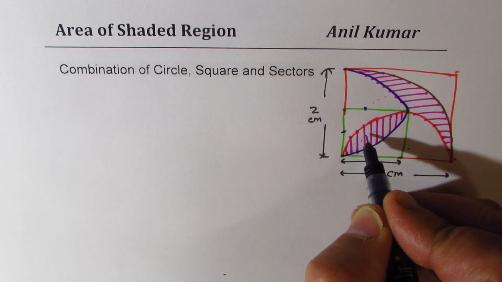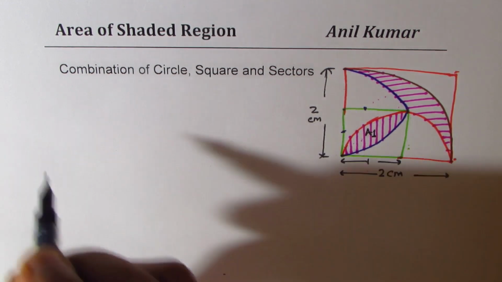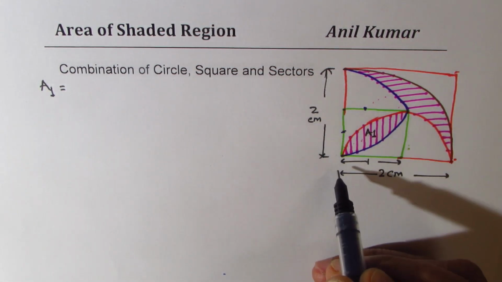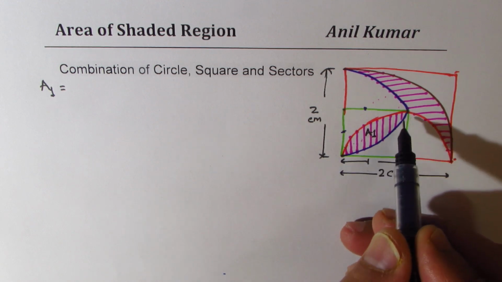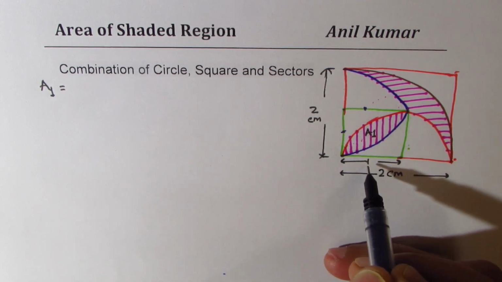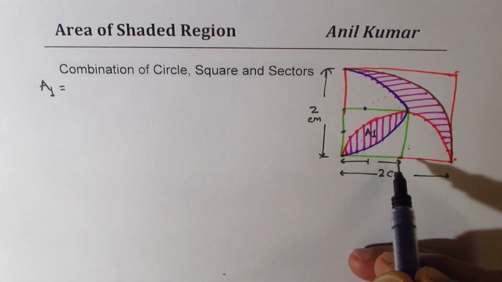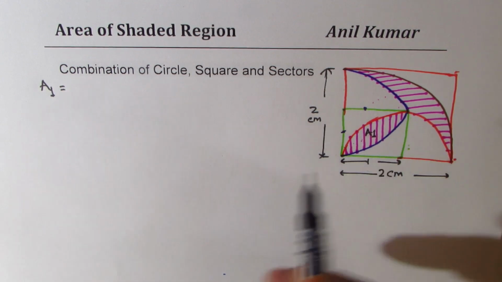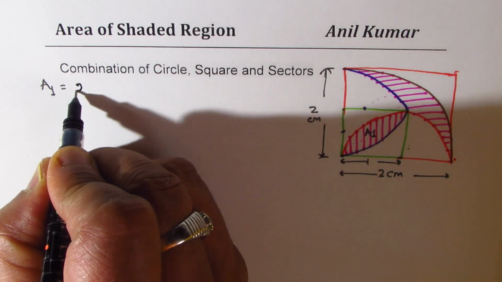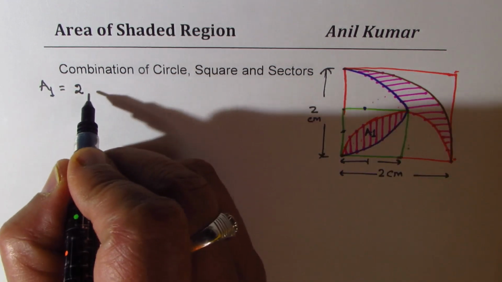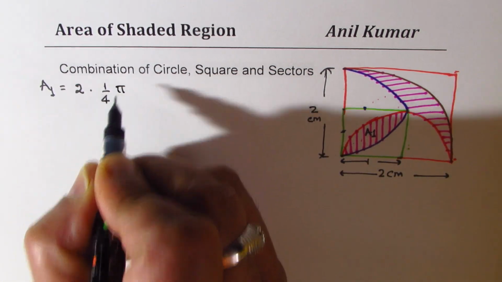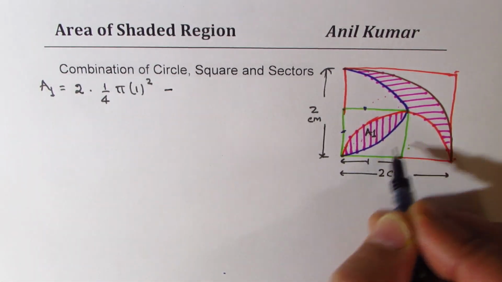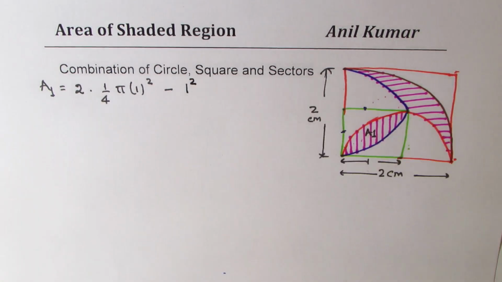Now in the first part, let's find the area of this region. Let me call it A1. Now the area of region A1 is, we could say, a combination of 2 quarter circles with radius of 1, and we'll take away from this the area of the square. So it is a combination of 2 times a quarter circle, meaning 1/4 of pi r square, r being 1, minus the area of this square, which is 1 square.